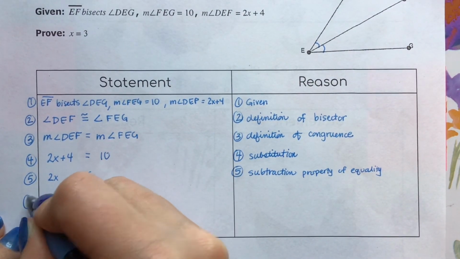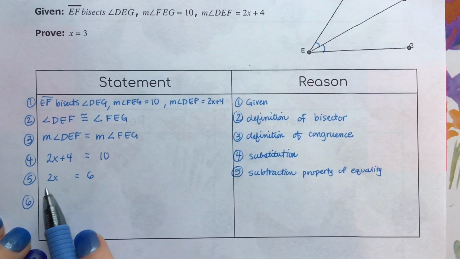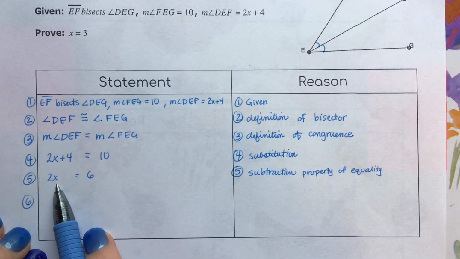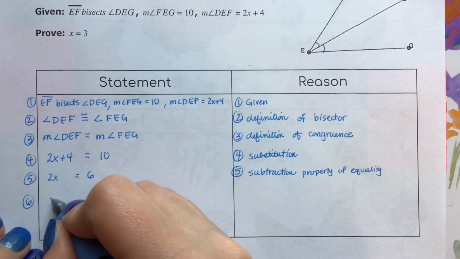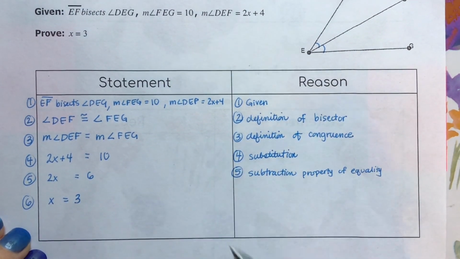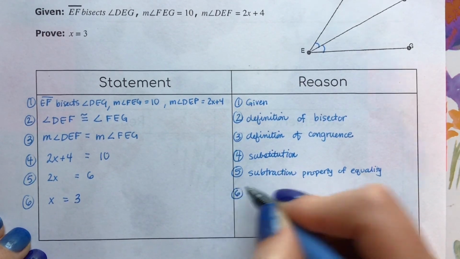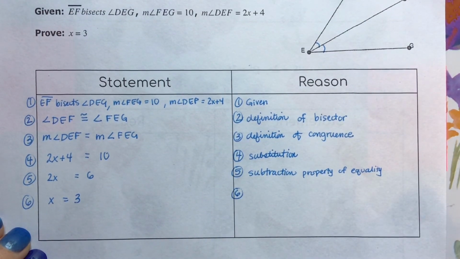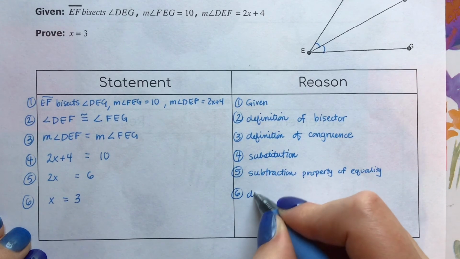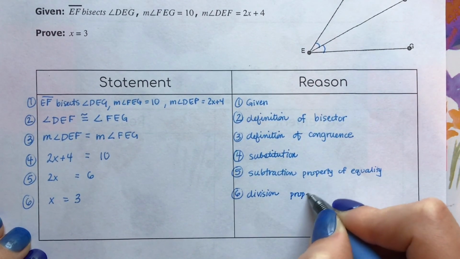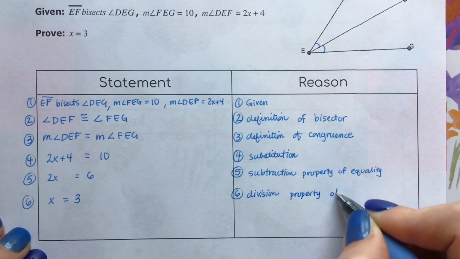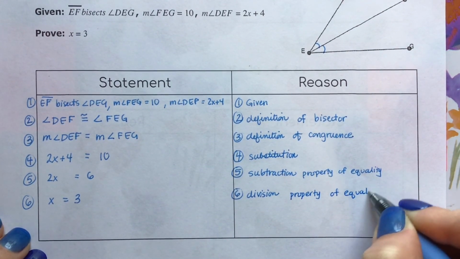Let's do our last step. We're going to divide both sides by 2 because 2 right next to the x means multiplication. So I need to divide to get rid of that 2. So I'm going to get x is equal to 3. And so for my step 6, I have division property of equality.